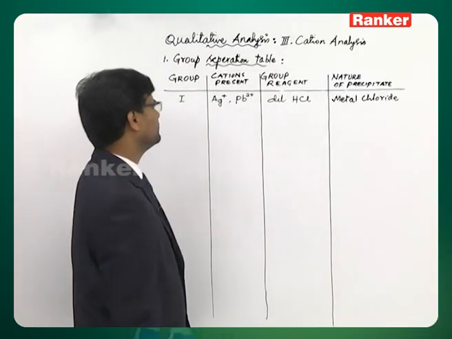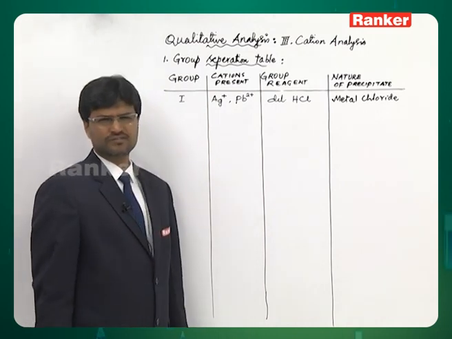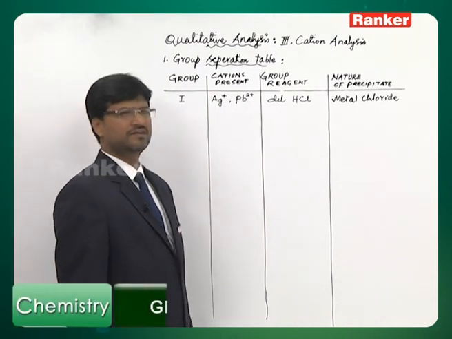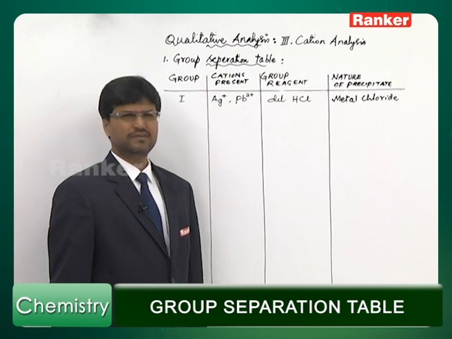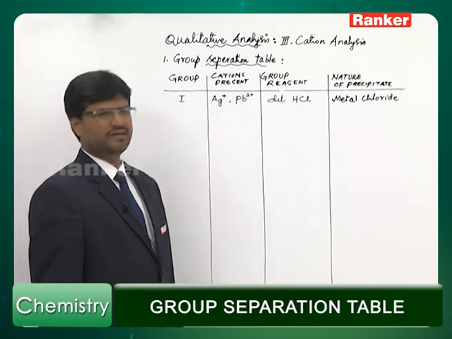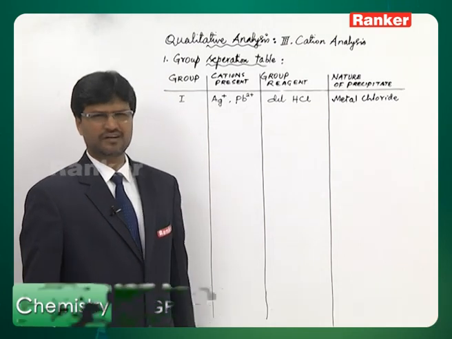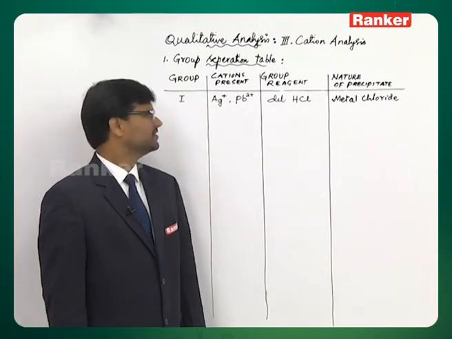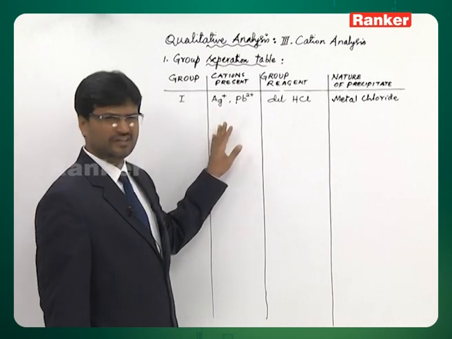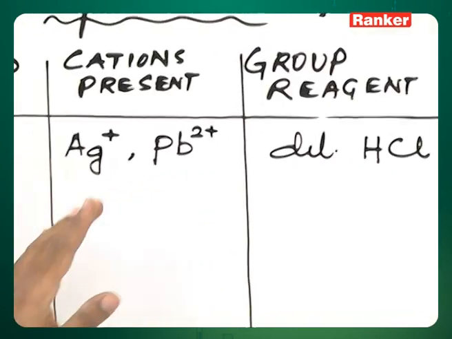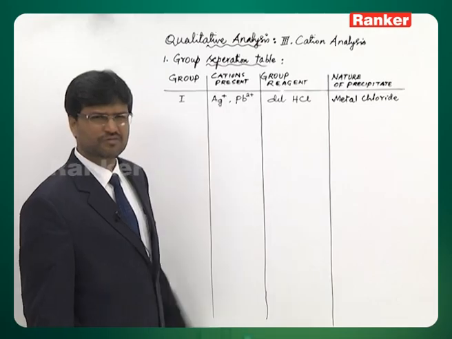Actually, group 1 consists of those cations whose chlorides are insoluble, and there are 3 species whose chlorides are insoluble: AgCl, PbCl2 and mercurous chloride. We have already seen under solubility chart. So, because mercurous is not there in JEE syllabus, I am not mentioning. Of course, mercurous also belongs to group 1.